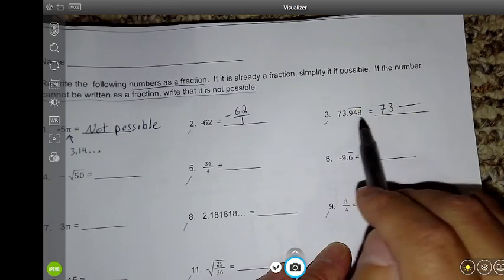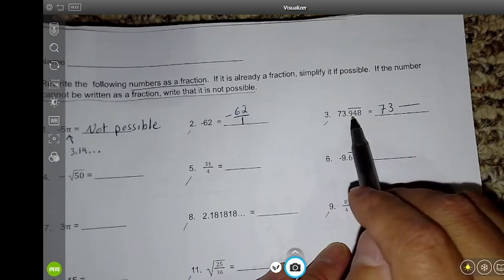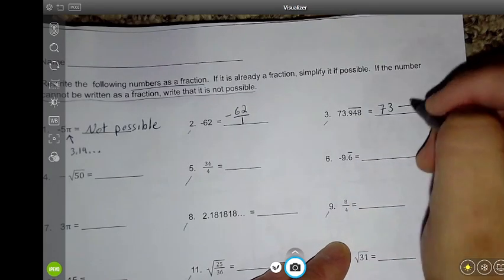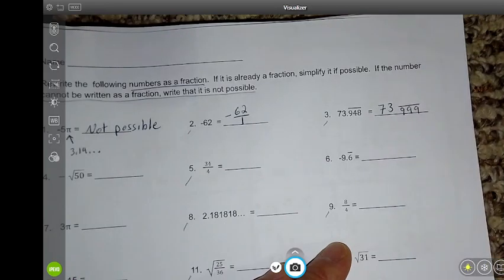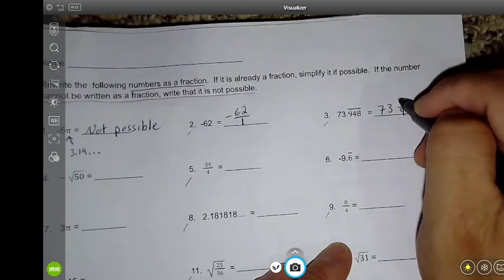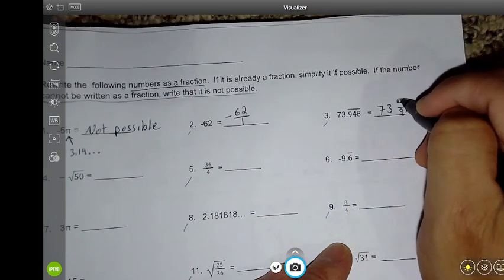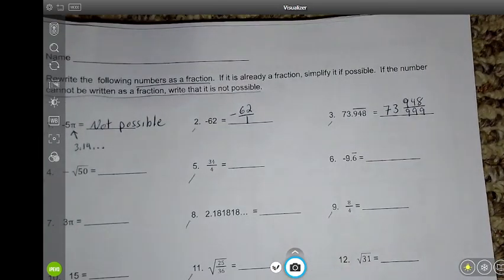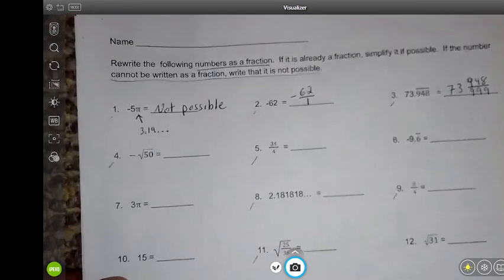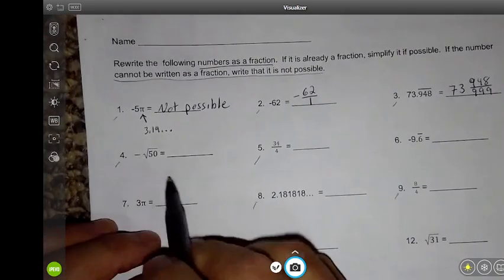How many 9s is it going to have? It's 3 repeating decimal numbers, so that means it's going to have 3 9s in it. And the numerator is just going to be 948. Decimal repeating line, the denominator is 9. It's going to have a fraction.